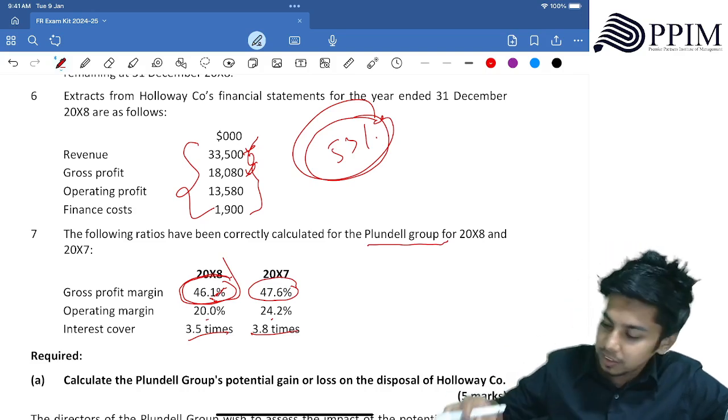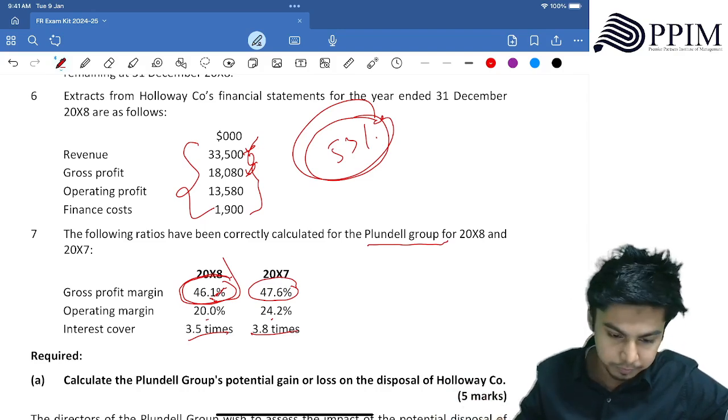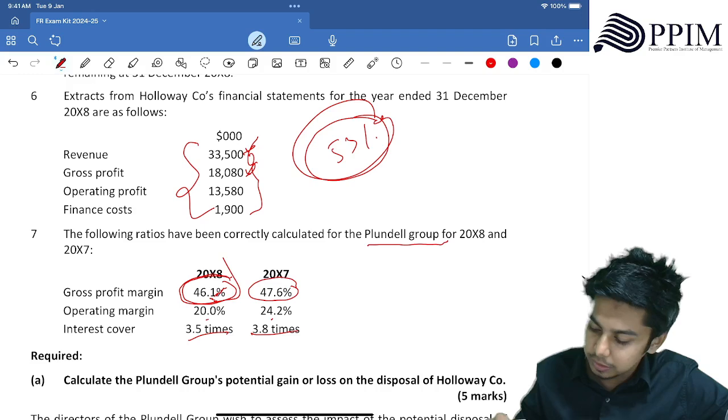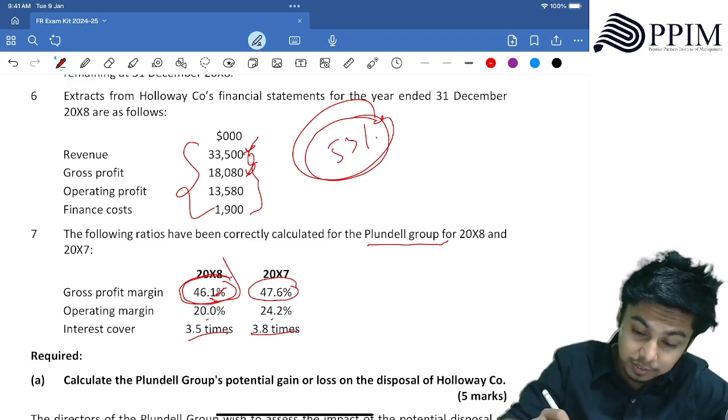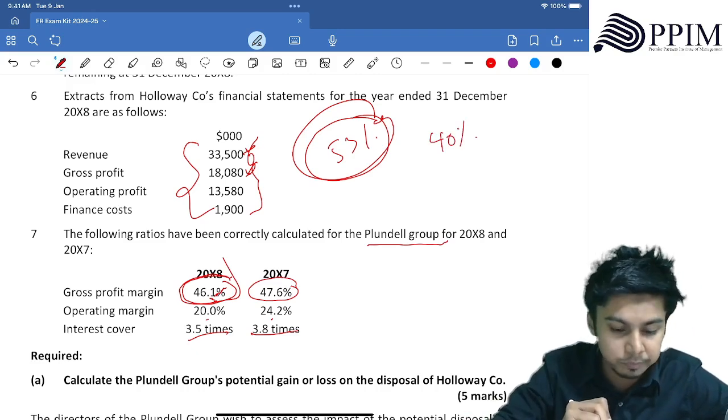So his one, guys, alone gross profit is 53%. How much is his operating profit? His operating profit alone is 13,580 divided by 33,500. It's 40%, guys. This person's operating profit alone is 40%.